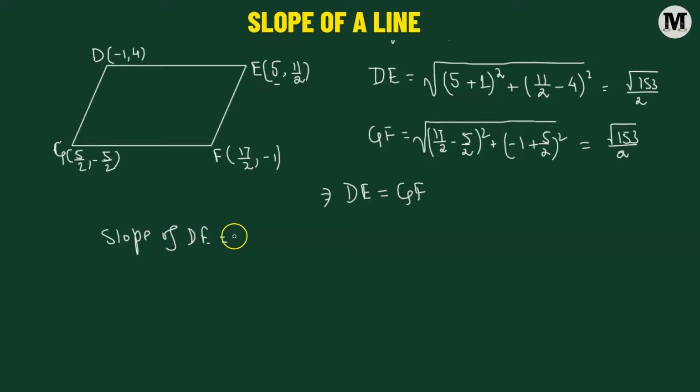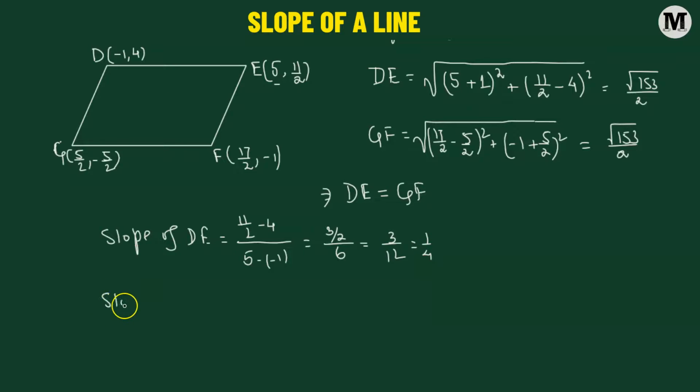Now let's calculate the slope of the side DE. To calculate the slope, we take a ratio. In the numerator, we'll have the difference of the y coordinates, so 11 over 2 minus 4. And in the denominator, the difference of the x coordinates, so that's 5 minus -1. So 11 over 2 minus 4 is 3 over 2, and 5 minus -1 is 6. This gives us a value 3 over 12, or simply 1 over 4.